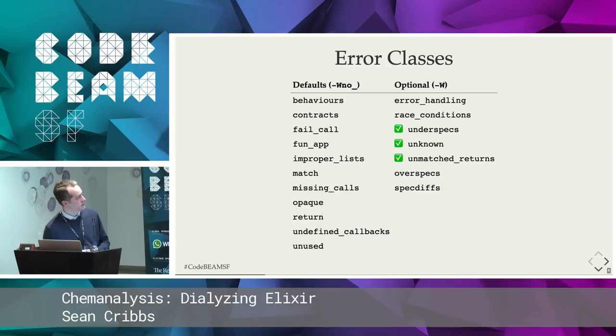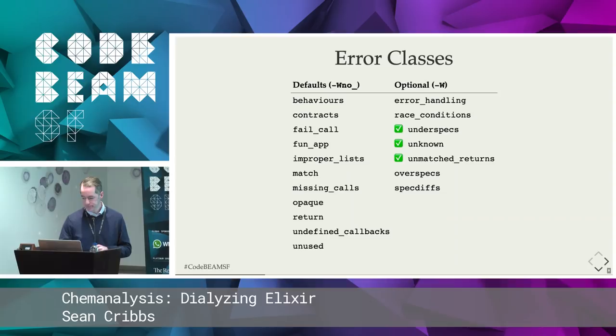The right column, on the other hand, has optional warnings that you have to turn on if you want to use them. All of them are okay, but sometimes the warnings can be confusing because they can tend to find some false positives. And they're also, in some cases, a little bit arcane. Now, I've put check marks next to three of them that I think are important ones and are related to the bugs I found in Elixir. So I want to talk about them in more detail.